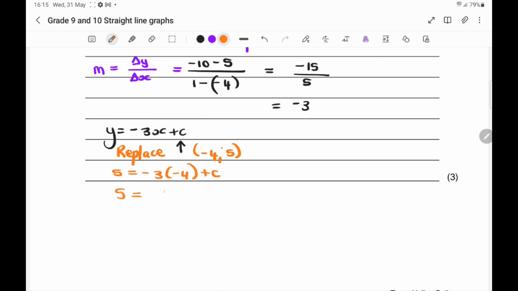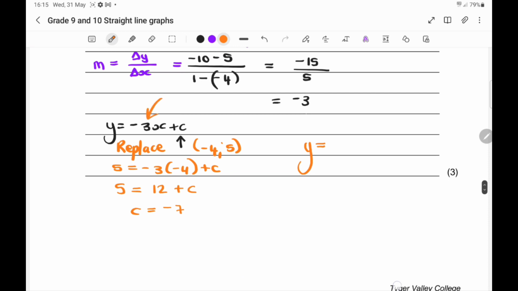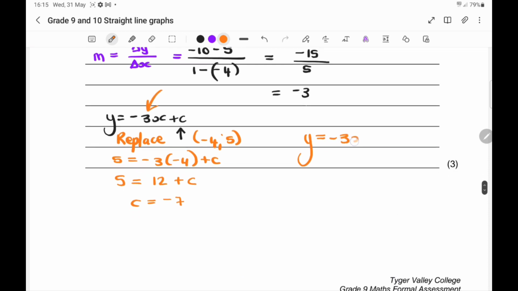So 5 is equal to a negative times a negative is a positive 12. So c is equal to 5 minus 12, which gives you -7. And there you've got your equation. y is equal to, what was the gradient? -3x minus 7.